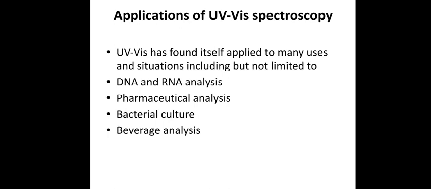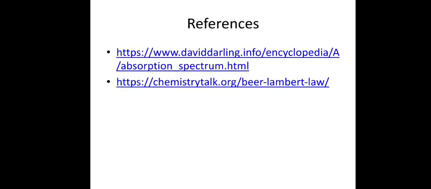Okay, there are scintillation counters also. They are also used for bacterial culture, and even beverage analysis. So chemical analysis to know the purity of the chemicals, or to know the concentration of the chemicals. You can make use of absorption, UV and visible spectroscopy.